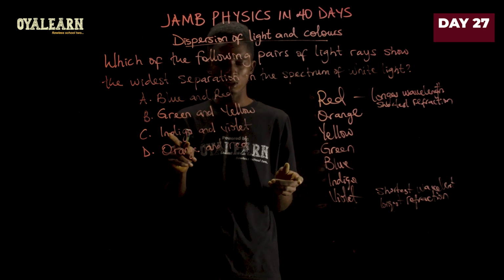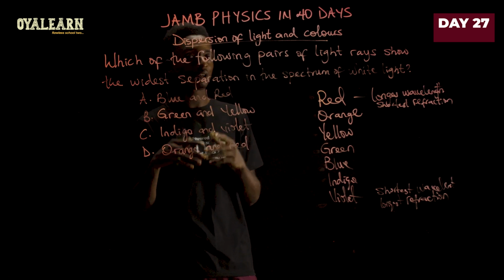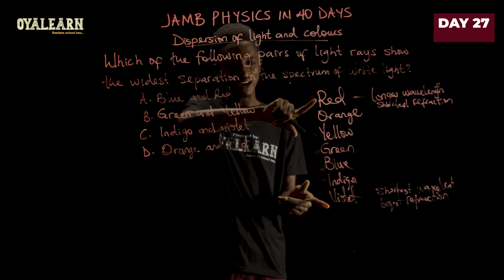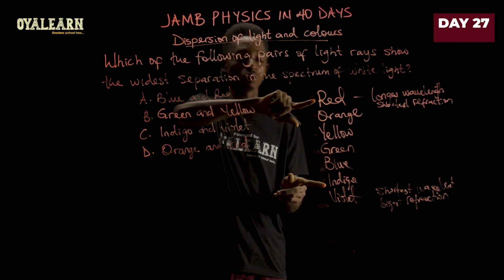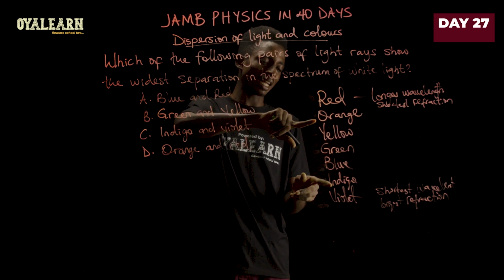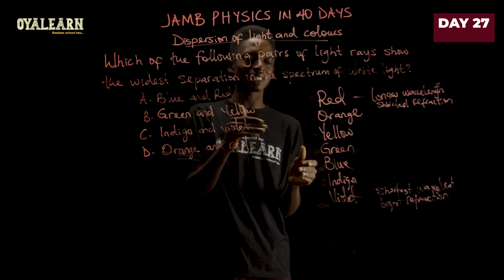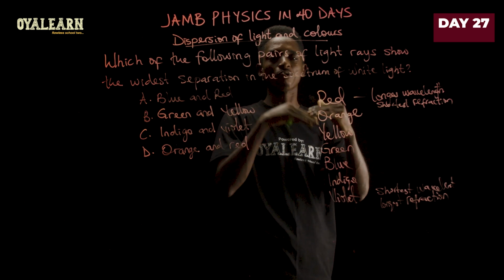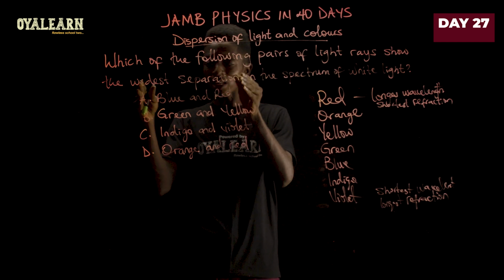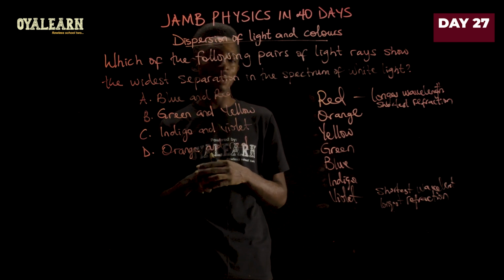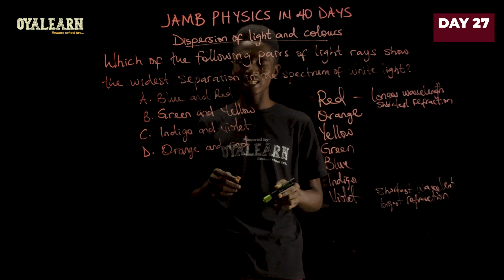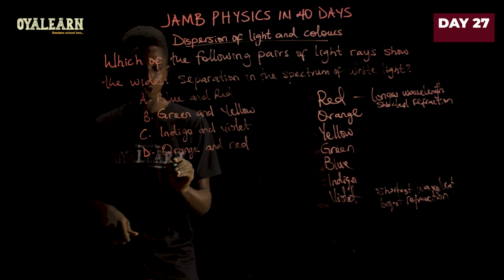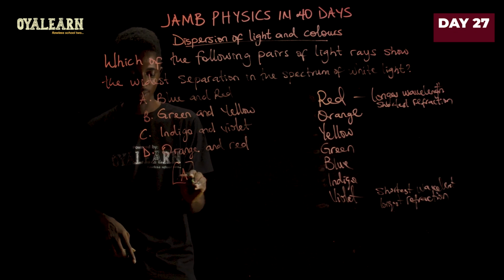Now, please take note. You could find another question like this where they would give you red and violet. That is the widest you can ever get. If you get red and indigo too, it's also wide. If you get orange and indigo, it's also wide. What matters is you being able to arrange it like this and see which ones are separated from each other the farthest. So based on these combinations, the answer is blue and red as the widest separation. So we go with option A.